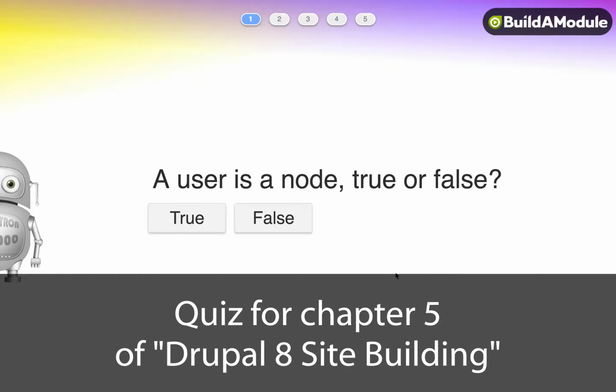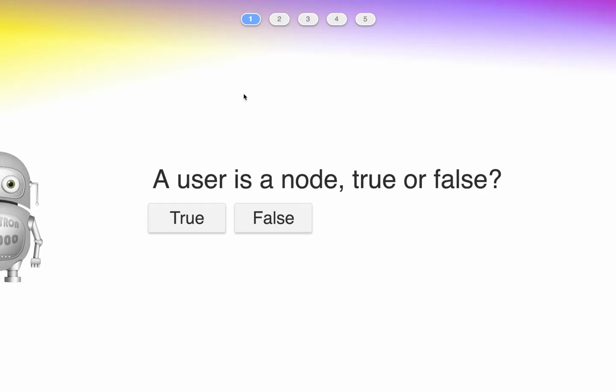Let's spin up the Quizatron. Quizatron 9000. So first we'll go through the questions and then we'll talk about the solutions in the solution video. Question 1. A user is a node, true or false?